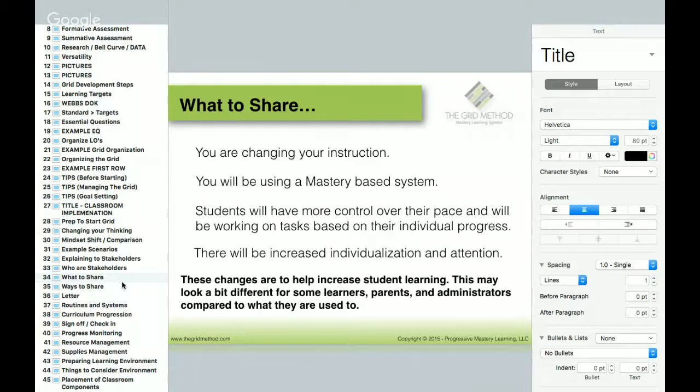So, in terms of what you want to share with them, you want to share that you're changing your instruction. You want to share that you're going to be using a mastery-based system. You're going to say that students are going to have more control over their pace, and they'll be working on tasks based on their individual progress. And there will be increased individualization and attention. You always want to focus on the fact that the reason you're doing these things is to help increase student learning, and that it might look different for some learners, parents, or principals compared to what they're used to.